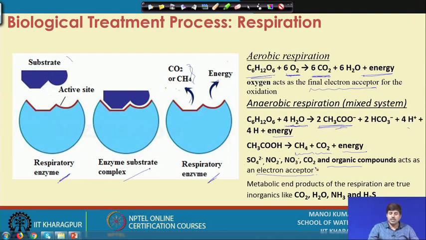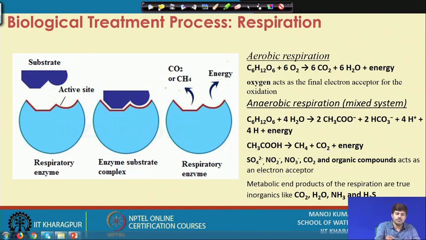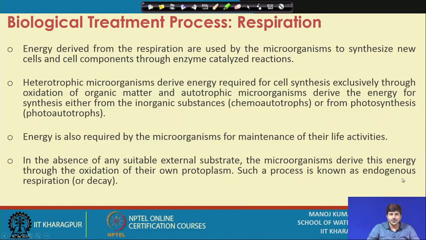Okay. So, the electron acceptor in this case is not oxygen, as in the case of aerobic respiration. It becomes other elements present there, and there the energy is released, and then we also get CH4 and CO2 or those kinds of things. The metabolic end products of these respirations are true inorganics like CO2, H2O, ammonia, H2S, which are finally formed through these metabolic processes.